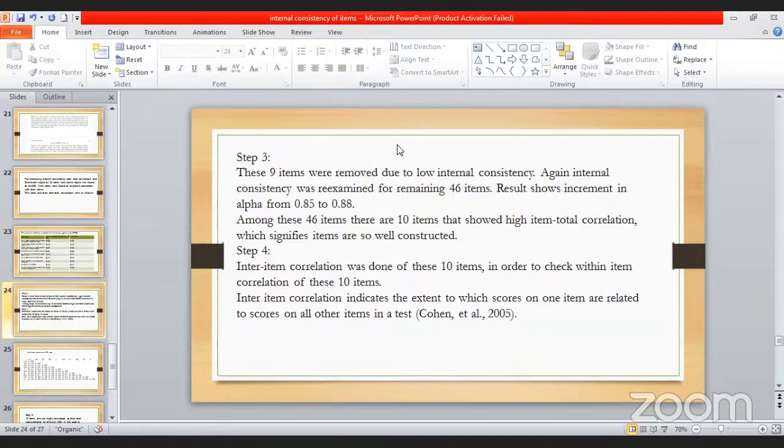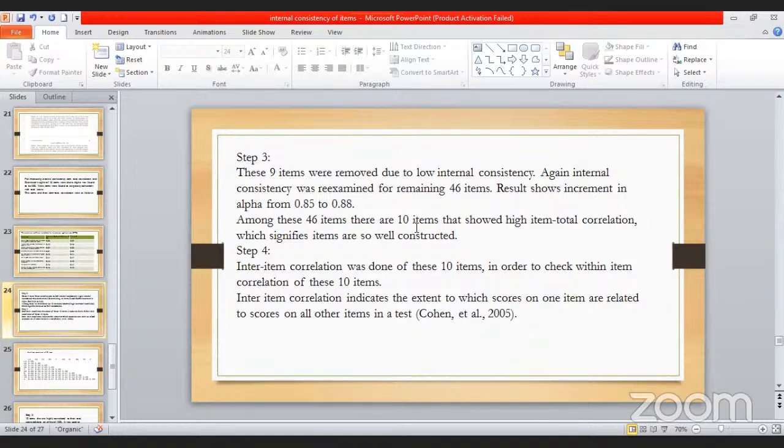Okay. Among these 46 items, there are 10 items that showed high item total correlation, which signifies the items are so well constructed. So we are getting 46 items after removing those 9 items which are poorly consistent. And among these 46 items, we have found 10 items that are very highly consistent, with very high item total correlation. So for that reason, we have to check the inter-item correlation of these 10 items.